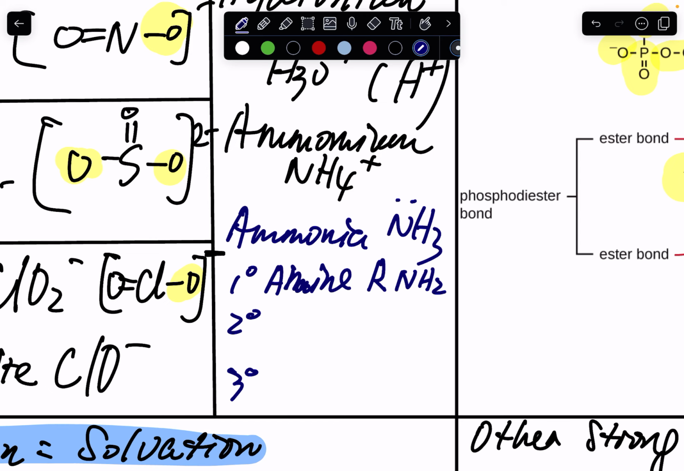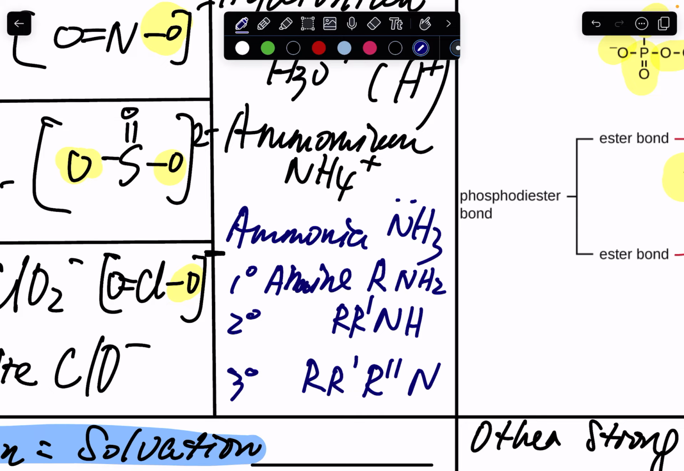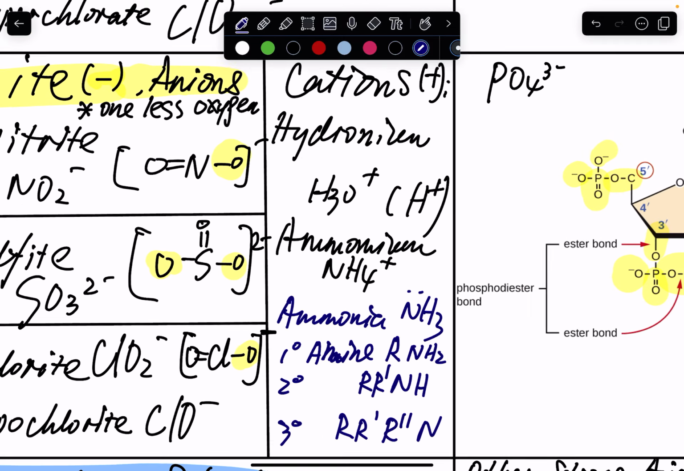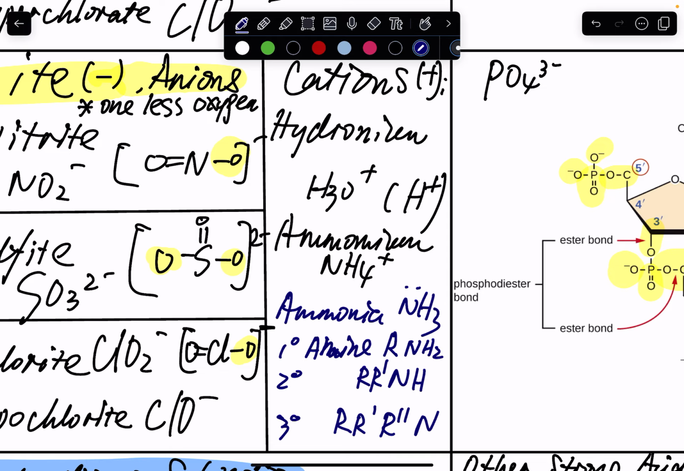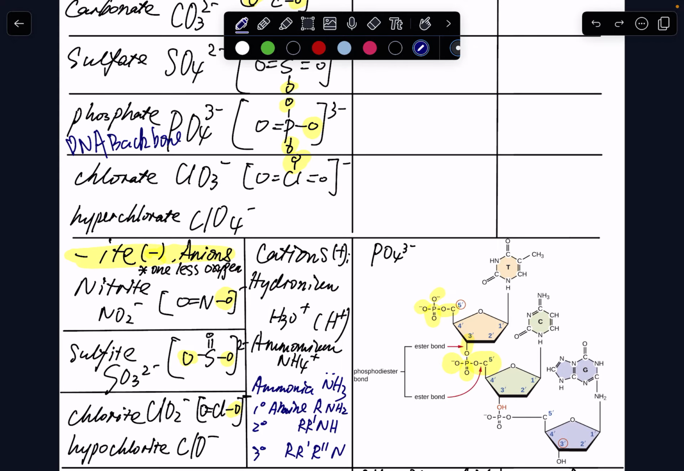And then the secondary is that nitrogen is bonded to 2 carbons, 2 R groups. So I say R prime, NH, okay? And then as you imagine, the tertiary is all 3 R groups that nitrogen is bonded to. It doesn't have any bonding with hydrogen, right? So it's R prime, nitrogen, okay? All right, I just want to remind you that ammonium, this cation reminds me of all these, okay? All right, so that's the anions and cations, okay?